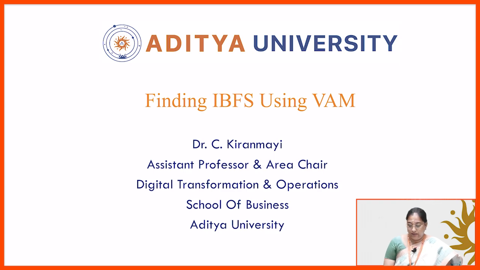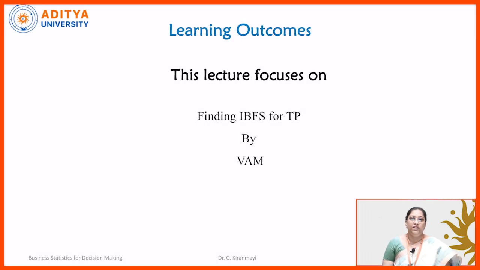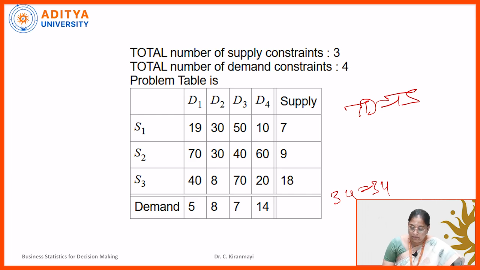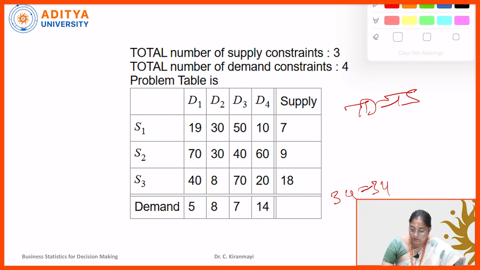In this present lecture, I am going to discuss how to find the initial basic feasible solution for a transportation problem using the VAM technique, which is called Vogel's approximation method. This is the problem I am going to consider. First we have to check whether total demand is equal to total supply or not. Here total demand is 34, and total supply is also 34. Therefore, the problem is a balanced transportation problem.